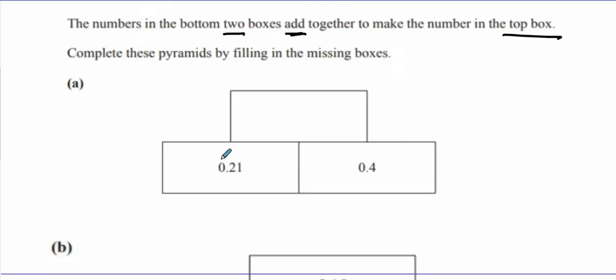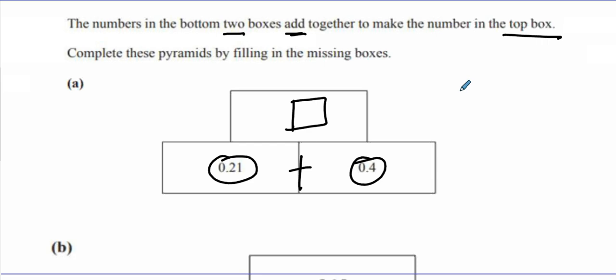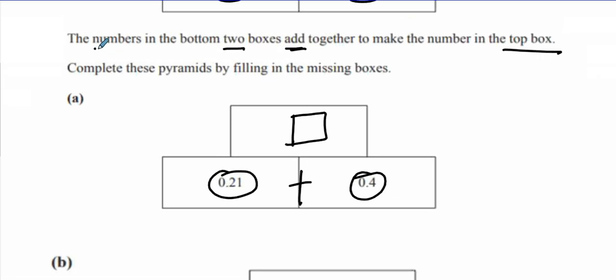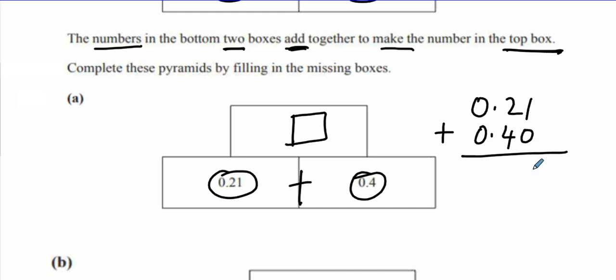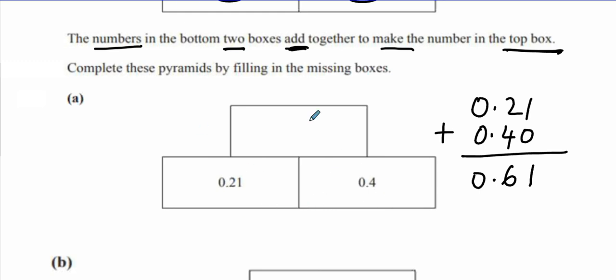Okay, so you take these two bottom numbers, add them, and the answer you get, put it over here. How did I know? The instruction is clear. The numbers in the bottom two boxes add together to make the number in the top box. So I take 0.21 and add it to 0.4. Here I can just put 0 and add that. This is 1, this is 6, this is 0. So here you would be writing 0.61.